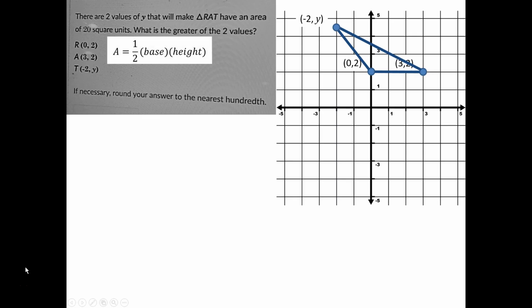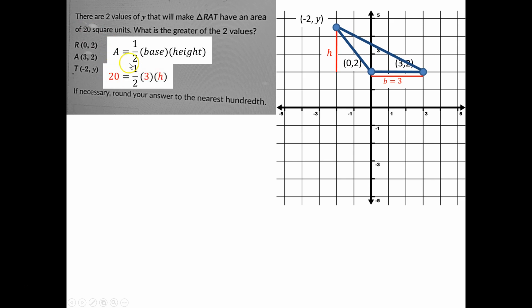Alright, so the area of a triangle is 1/2 base times height. And if we look over at the triangle, the base is pretty easy to figure out. It's just from 0 over to 3, which is 3. And then the height is just this vertical distance, how tall the triangle is. We don't know what that is yet, so we're just going to call that h for now. But we do know the base is 3, and we know that the area is supposed to be 20. So we can fill some things in.